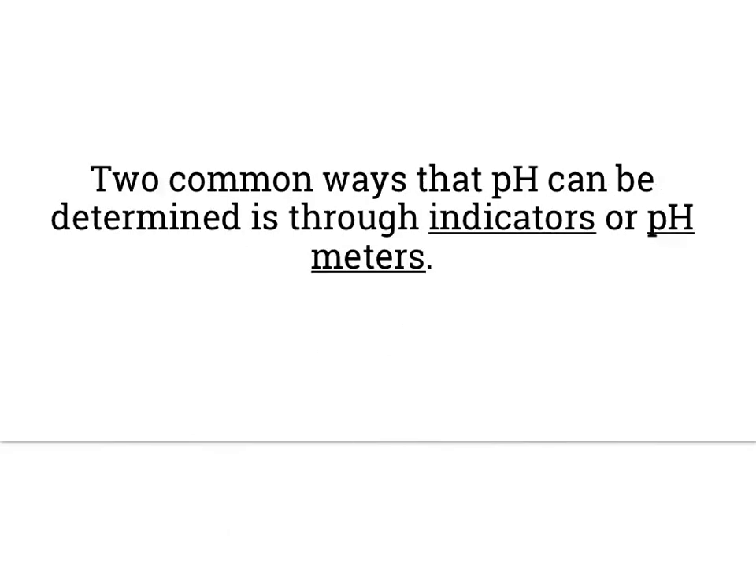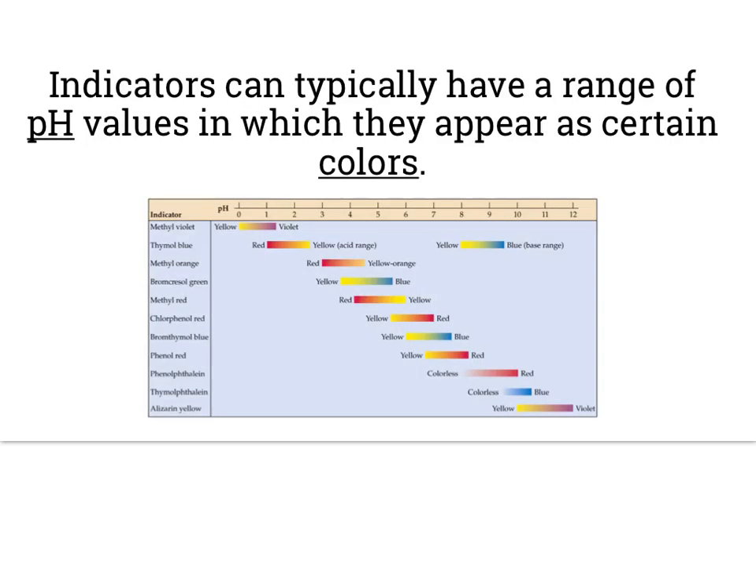Two common ways that pH can be determined are indicators or pH meters. We talked about indicators before, how acids turn them red and bases turn them blue. That's mainly for litmus paper, which is a type of indicator. There are a couple more types that we're going to talk about, though. Indicators typically have a range of pH values in which they appear as certain colors. They're typically solutions, and a very common one is called phenolphthalein.